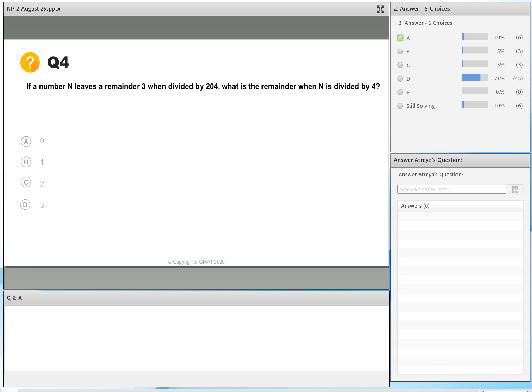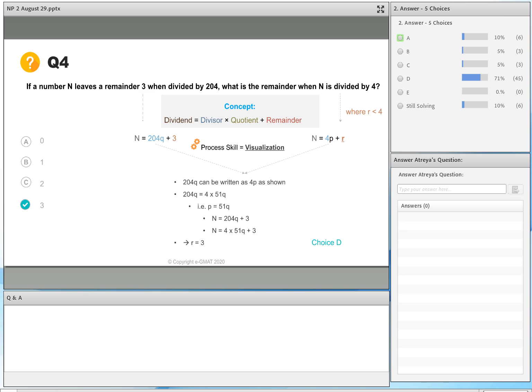Now, what is the question? If a number n leaves a remainder 3 when divided by 204, what is the remainder when n is divided by 4? So I have a number n that leaves a remainder of 3 when divided by 204. I need to find out the remainder when the same number n is divided by 4.